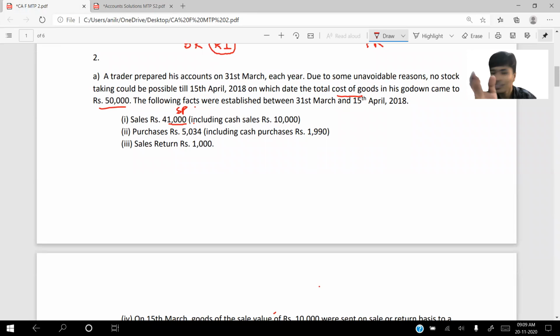Does it make a difference or not? No, it doesn't really matter. Cash purchase, credit purchase, all that matters is purchase to us. Purchases, the goods have come in. When has it come in?